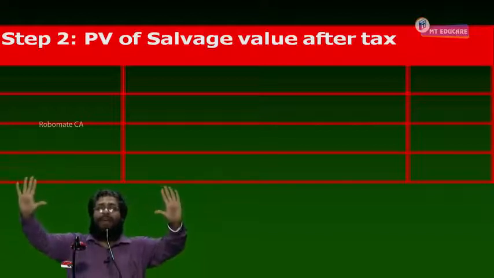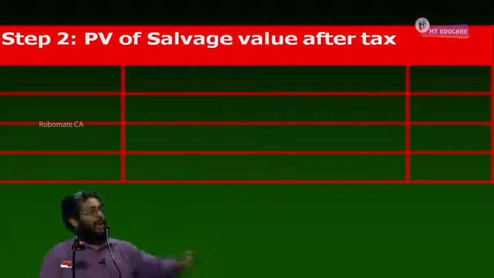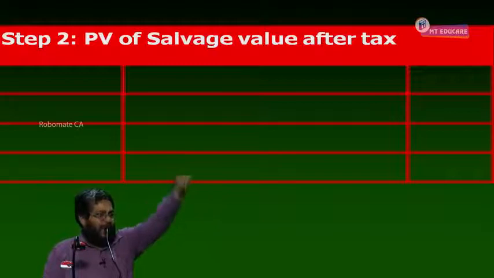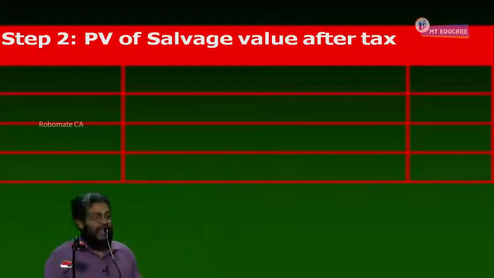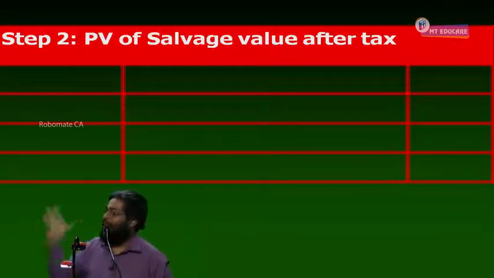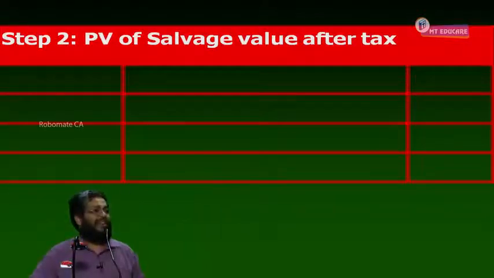Suppose I keep the plane for 5 years. What is the WDV of the plane at the end of the 5th year? 0. With the entire 5 lakh depreciated, the entire salvage becomes gain on sale. On how much tax? 35% tax can be applied, and the balance is only 65% that comes to my hand. So the salvage value after tax is the salvage value into 65%.